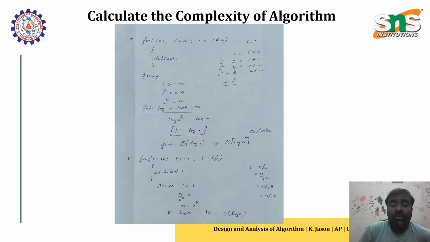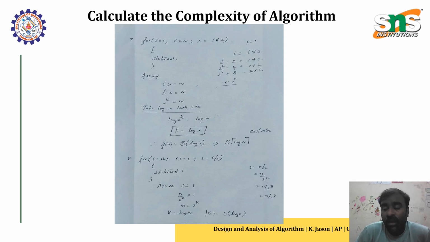Okay, so next program. Similarly, you have to calculate for the i loop, i less than n. Here you are using i assigned i multiplied by 2. So 2 times you have to multiply, not a single-time increment. Here it is multiplication. You assume the condition, stop the condition, and equate the condition. Take log on both sides. So f of n is big O of log of n.